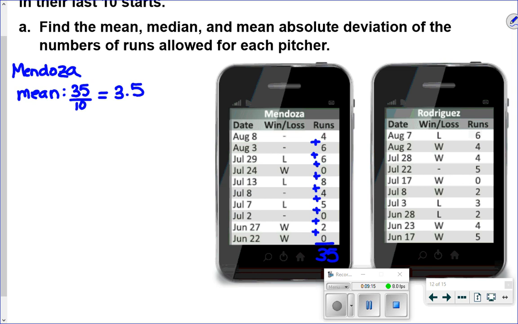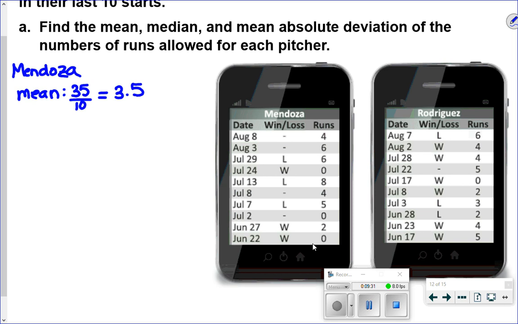So next, I'm going to go ahead and do mean absolute deviation while we're doing mean, and then I'll do median last. So in order to do my mean absolute deviation, I have to take each number and I need to subtract with 3.5.